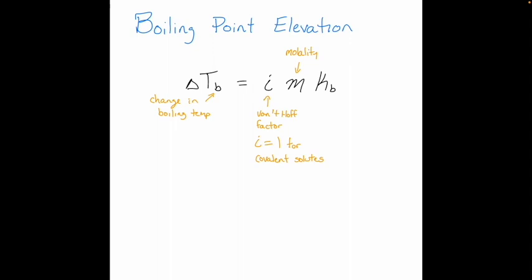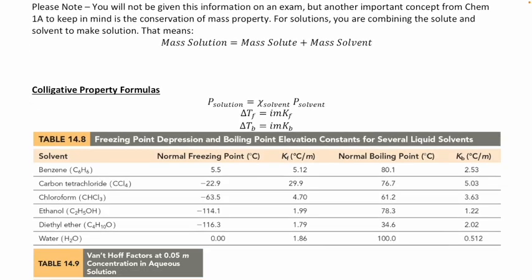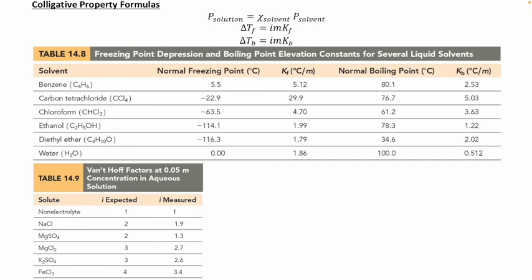Okay, and then K_b is very creatively named the boiling point elevation constant. All right, so this is just a constant that we'll look up on a table. I'll show you where that is here in a second. This constant is unique to each solvent, right? So we have this table as part of our constants page. This tabulates both freezing point depression and boiling point elevation constants.